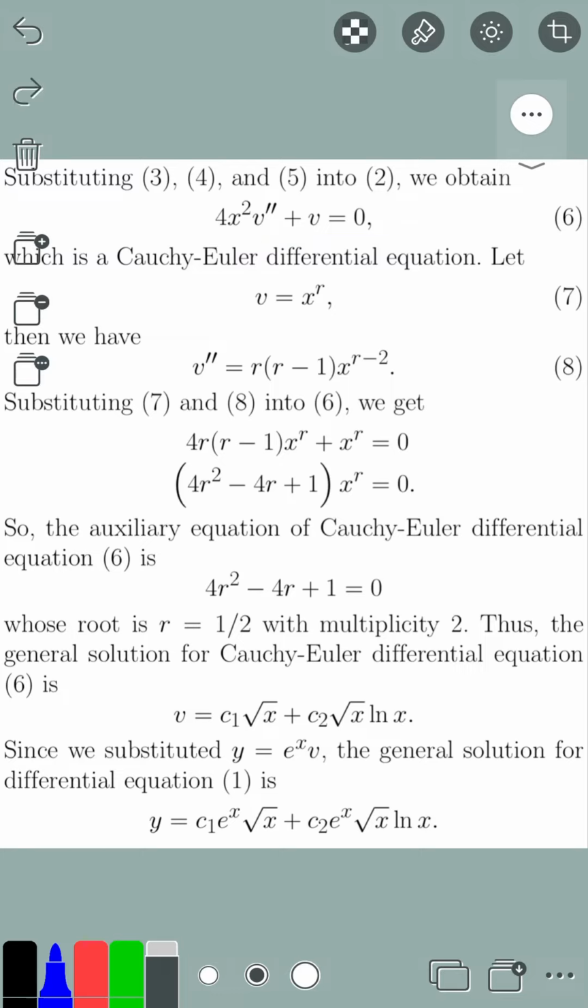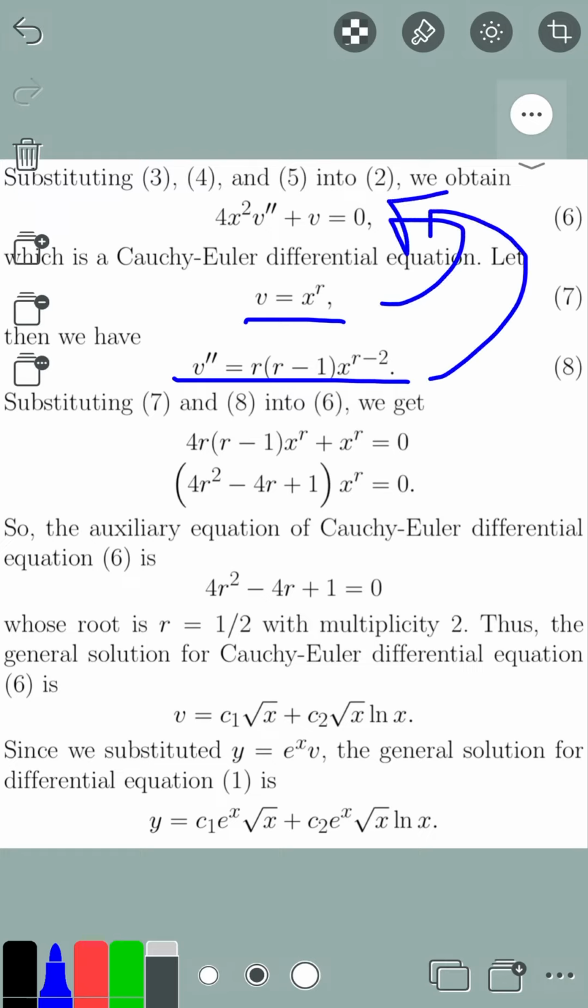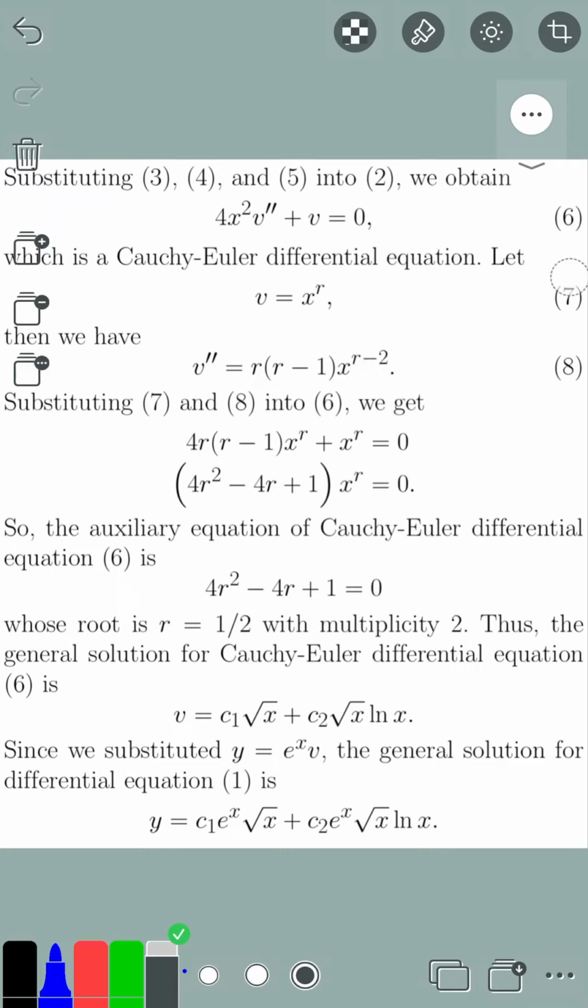So we let v is equal to x to the rth power, and so we get v double prime is equal to r times (r minus 1) times x to the r minus 2. Substituting these into the Cauchy-Euler equation 4x squared times v double prime plus v is equal to 0, we get 4r times (r minus 1) times x to the rth power plus x to the rth power is equal to 0. And so (4r squared minus 4r plus 1) times x to the rth power is equal to 0.